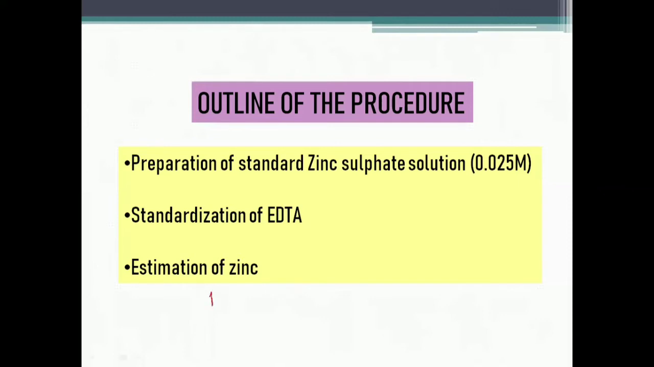If we take the equation M1V1 equal to M2V2, suppose we consider M1V1 for zinc sulfate and M2V2 for EDTA. Here the molarity of zinc sulfate, the amount of zinc present in the solution, has to be found out. So M1 will be unknown. The volume that we are going to take, that is we pipette out 25 ml of the zinc sulfate in the conical flask, so V1 will be 25.